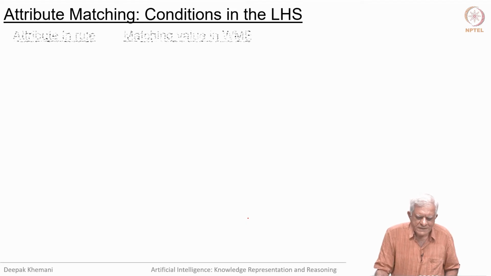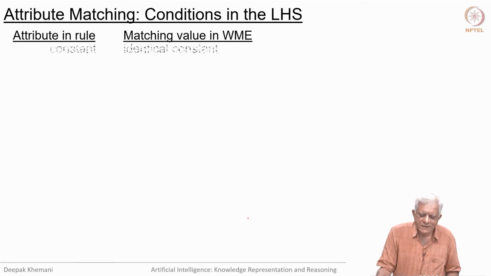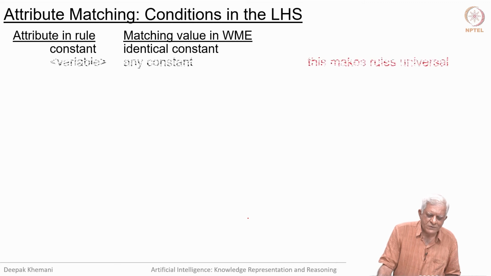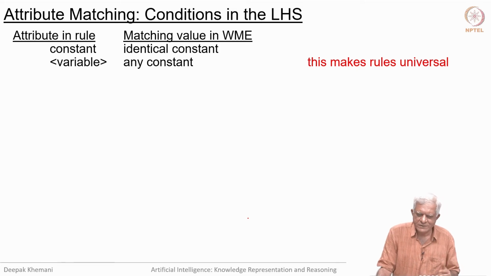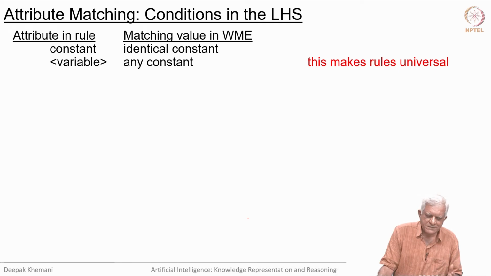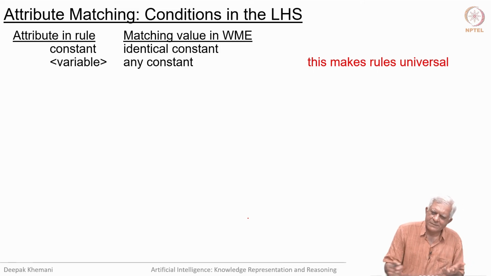So, we have mentioned this earlier, but let us just look at it again. If the attribute in the rule is a constant, then it will only match an identical constant. That is like in unification. If the attribute is a variable, then it will match any constant. So, again like unification, it will match any constant.